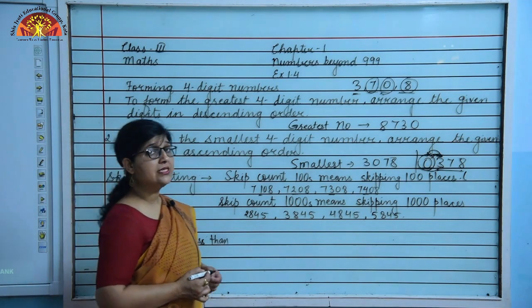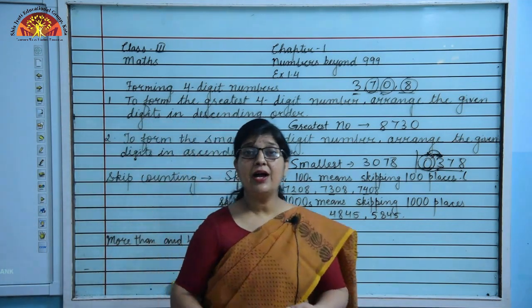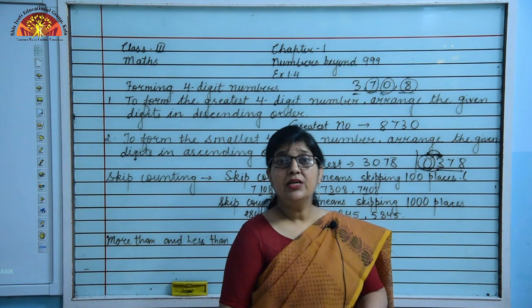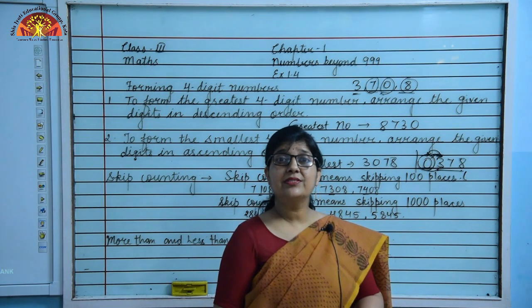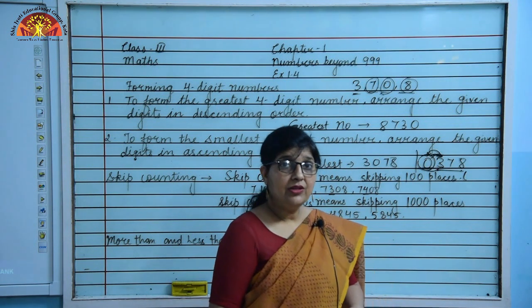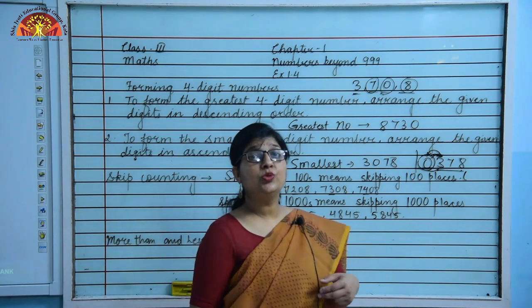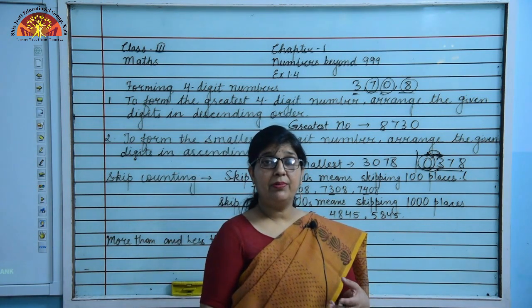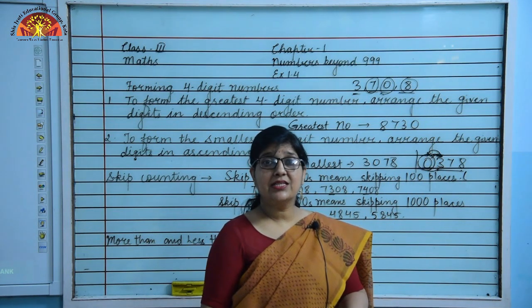Now students, skip counting. Skip counting means you skip the numbers. Like you already learned about skip counting of 2s, 5s, 10s. In that, we skip by 2, table of 2, table of 5, table of 10. These are skip counting.